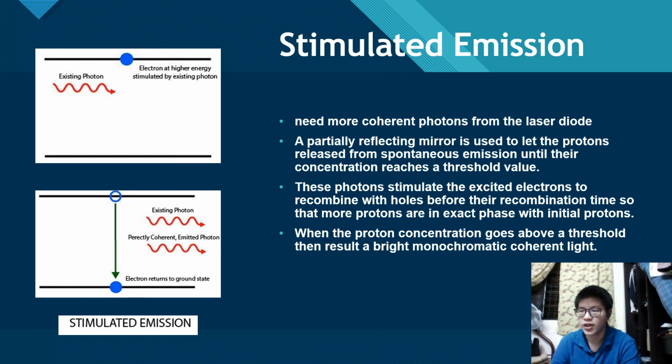This results in the release of more photons that are in exact phase with the initial photons, so the output gets amplified. Once the photon concentration goes above a threshold, they escape from the partially reflecting mirrors, resulting in bright monochromatic coherent light.